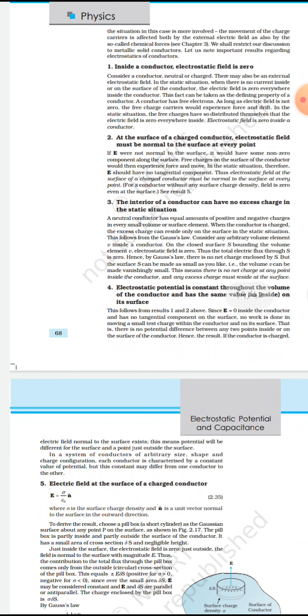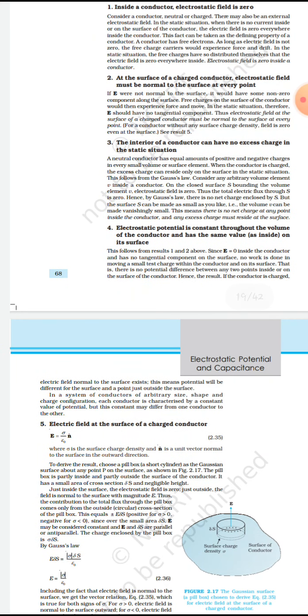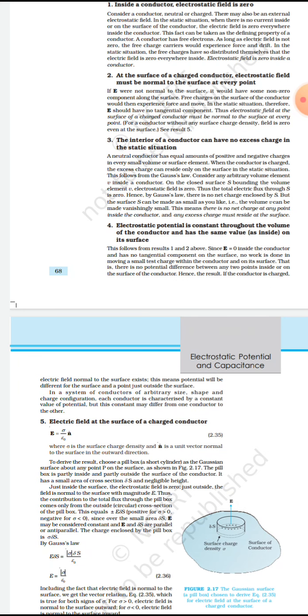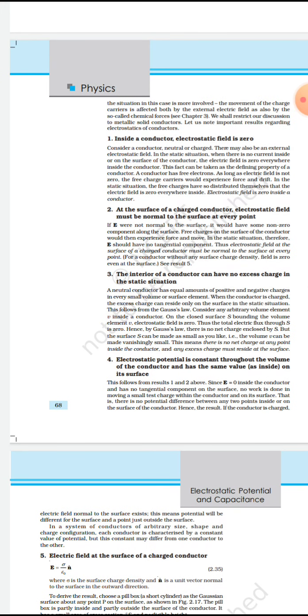Next, the interior of a conductor can have no excess charge in the static situation. Remember all this, they may ask any of it in your final exam. If asked, you have to write it.